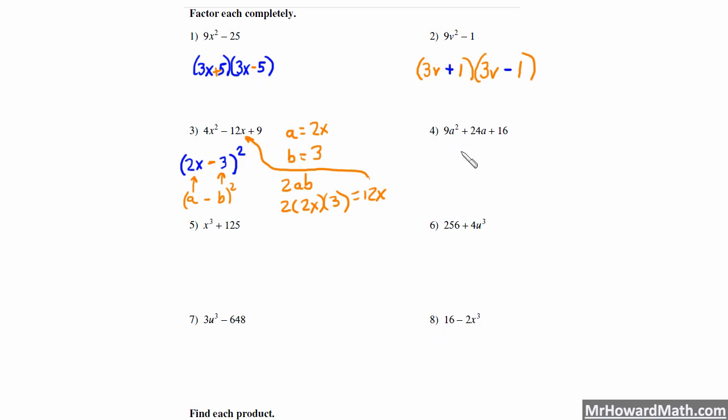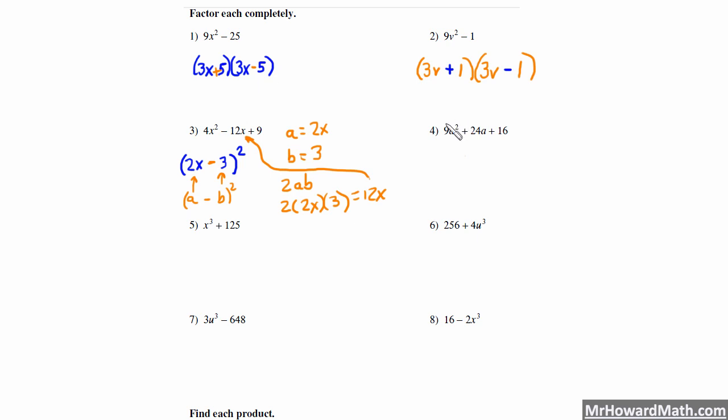Alright, next one. We have 3 terms. We know we're not difference of 2 squares. We have a squared term. We don't have a cube term anywhere, so we know we're not using the difference of 2 cubes or the sum of 2 cubes. So hopefully it's our other pattern, which would be the perfect square binomials.